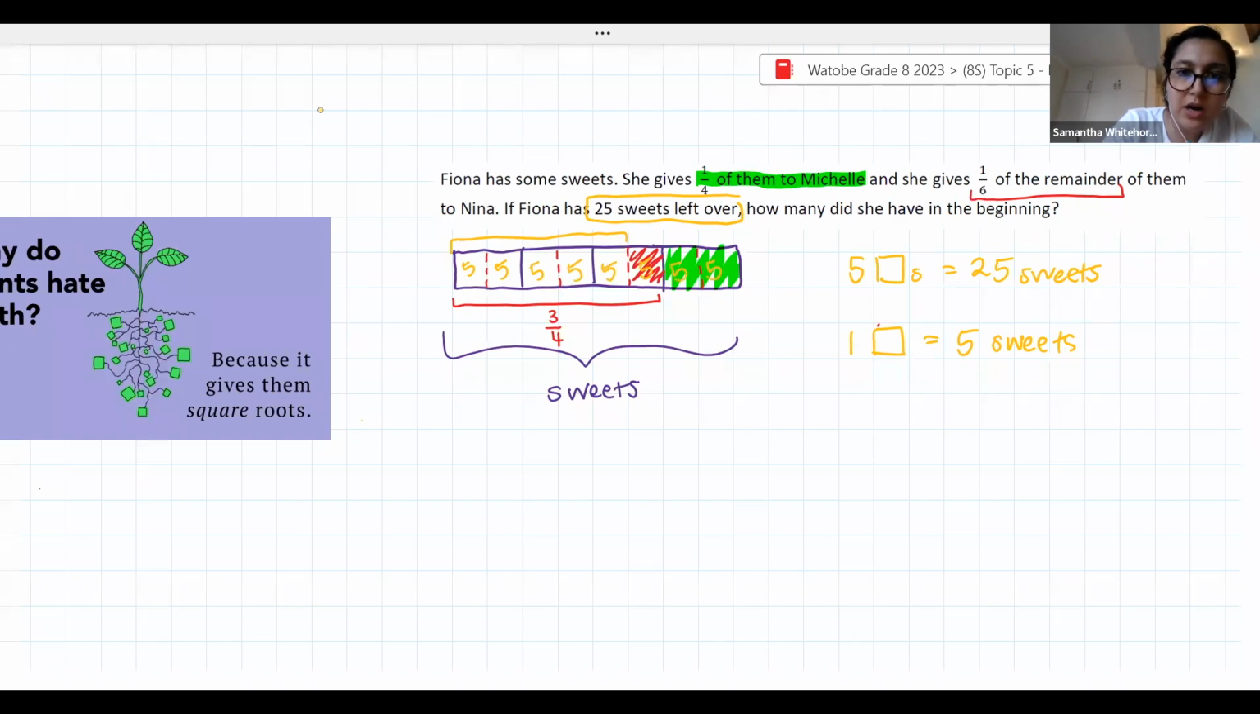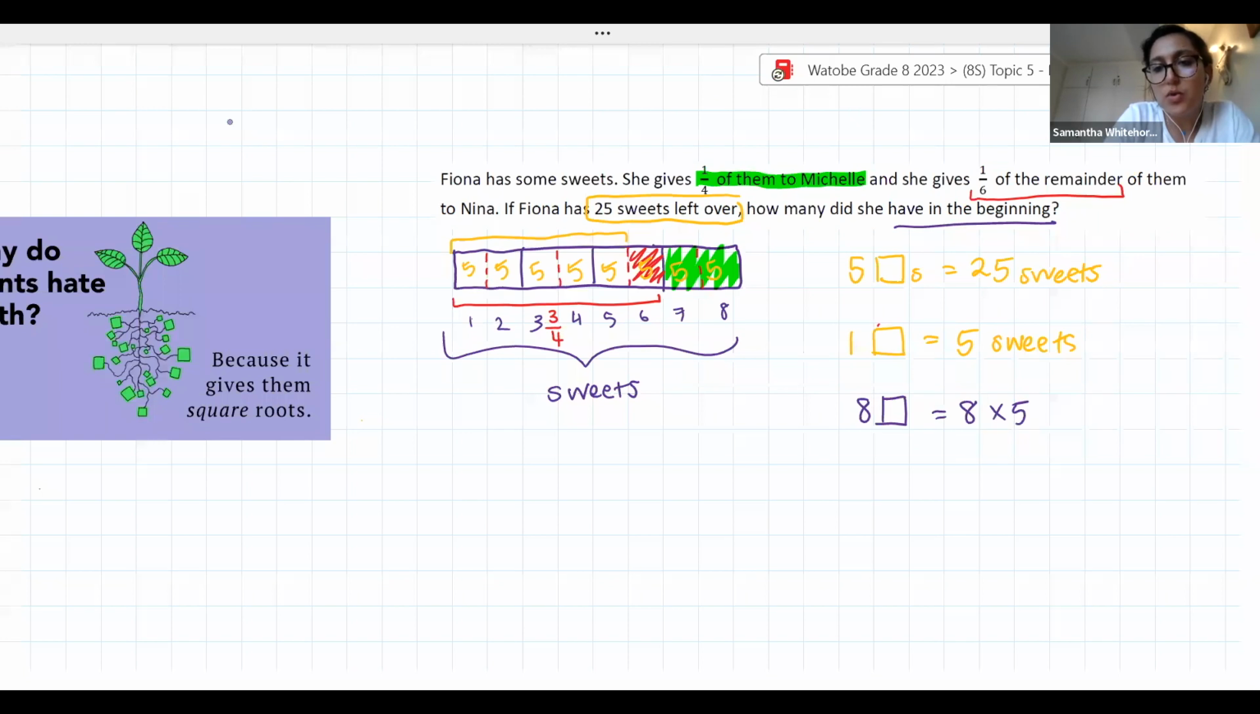Now the question asked, how many did she have in the beginning? So if I've got 1, 2, 3, 4, 5, 6, 7, 8 blocks, each of them worth 5 sweets, I would say 8 times 5, which is 40 sweets to start with. Okay, so that's how many she had in the beginning.